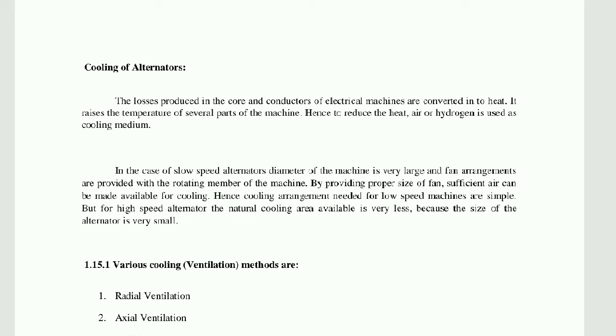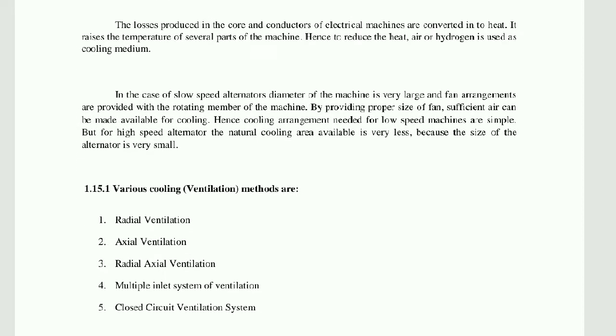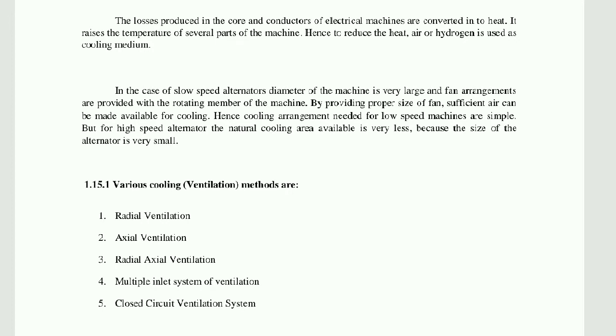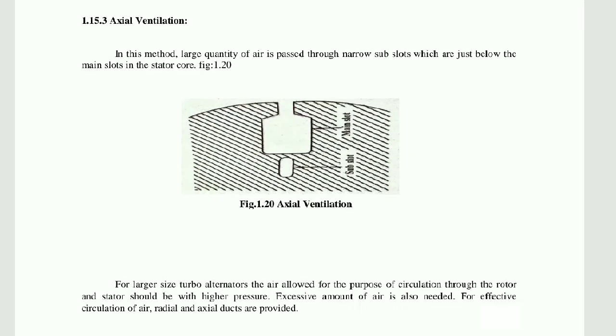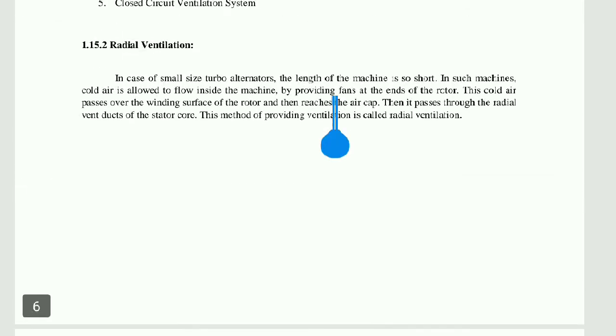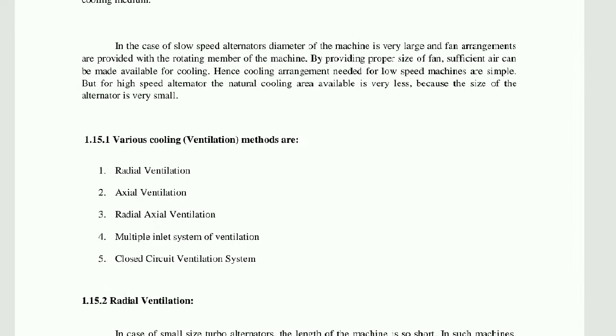And here we'll study 5 different methods for cooling, and the first one would be your radial ventilation, second one would be your axial ventilation, third one would be your radial axial ventilation, fourth would be your multiple inlet system of ventilation, and fifth one would be your closed circuit ventilation, or alternatively called hydrogen cooling. This would be your standard 10 mark question in your examinations.